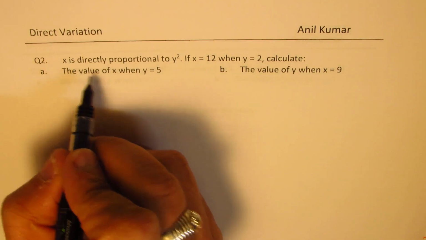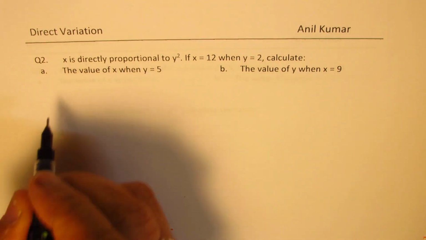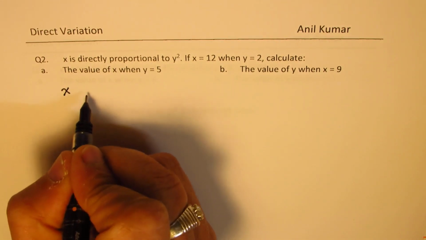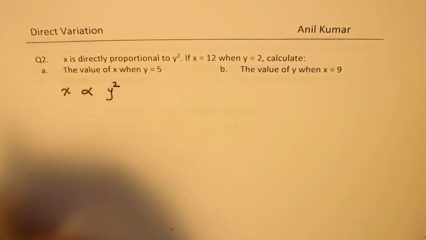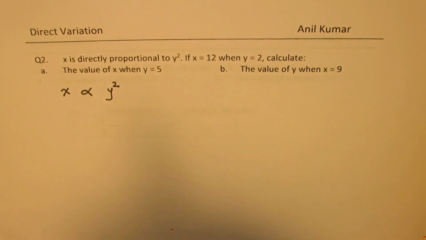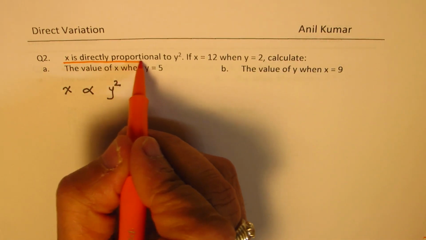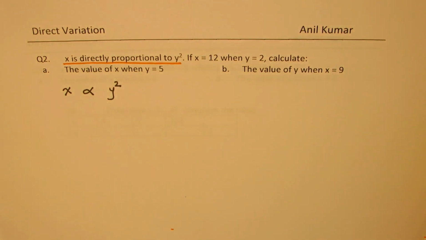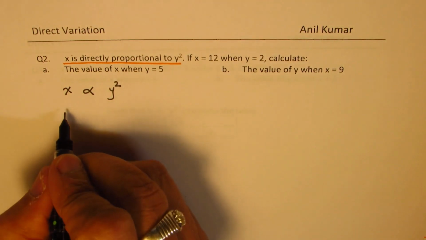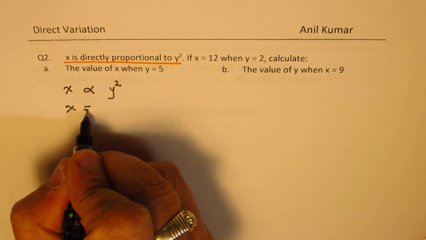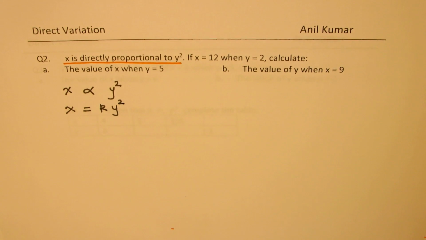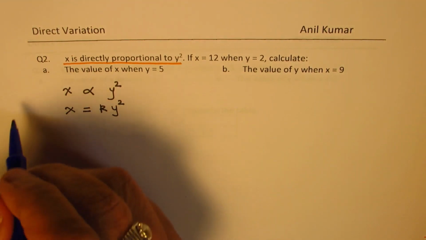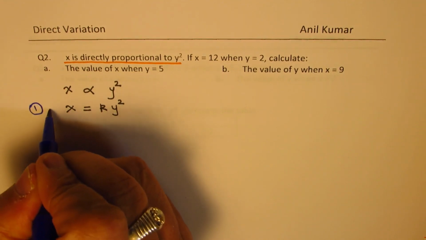Now when I say that x is directly proportional to y square, this can be translated as x is proportional to y square. So that is how we translate the statement x is directly proportional to y square. Now the proportionality sign can be written as an equal to sign and multiplied with a constant, right? So we get our equation, which is x equals k times y square. So we'll call this our equation number 1.